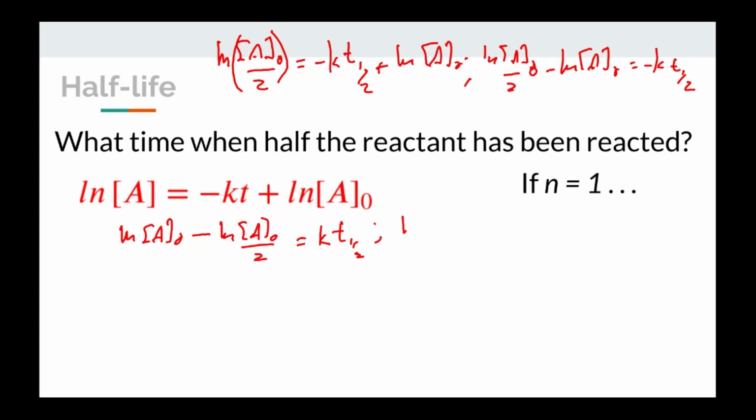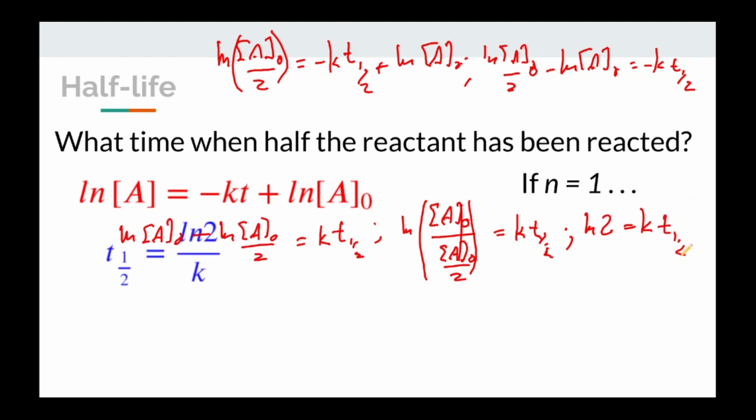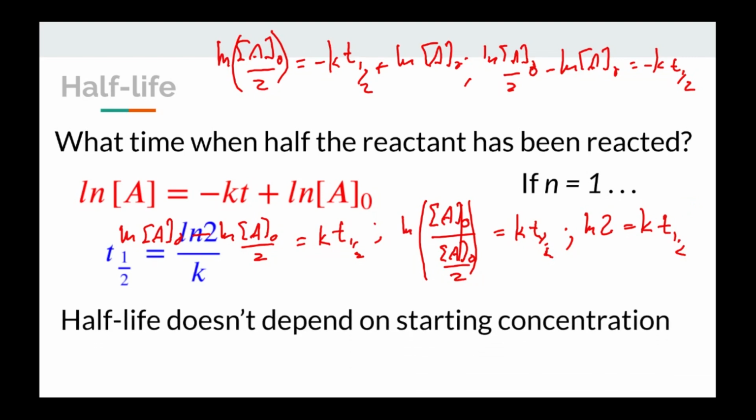We can rewrite this using the laws of logarithms as natural log of concentration of A at the start divided by concentration of A at the half-life equals k times half-life. So the A naughts are going to cancel out, and that leaves us with 1 over 1 over 2, which is 2. So that means the natural log of 2 is equal to k times the half-life. So if we solve for the half-life, it's the natural log of 2 divided by k. And since the concentration does not appear in this equation at all, the half-life does not depend on the starting concentration. Let's take a look at this visually as well.